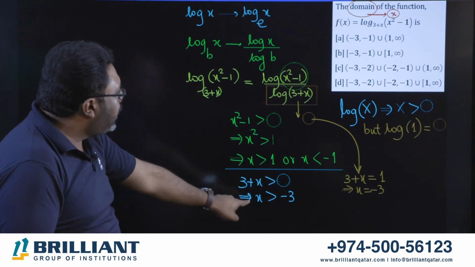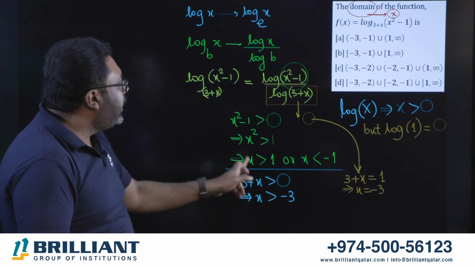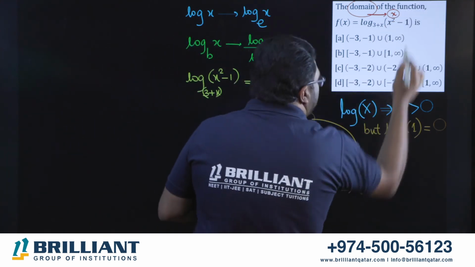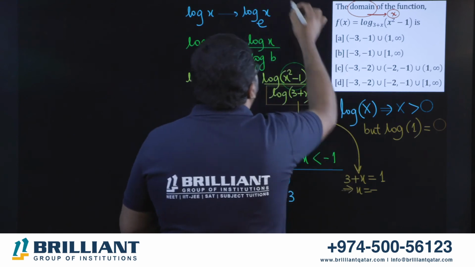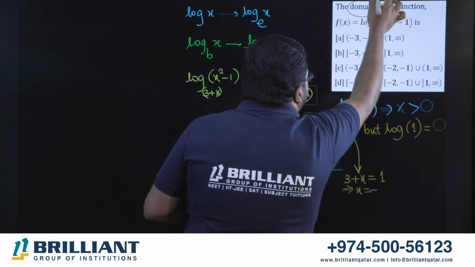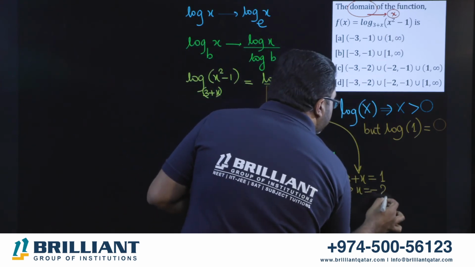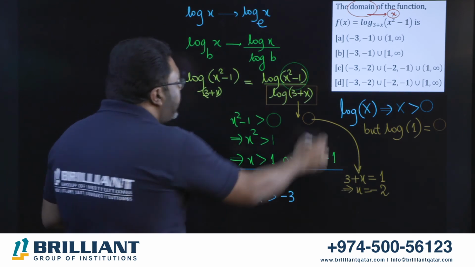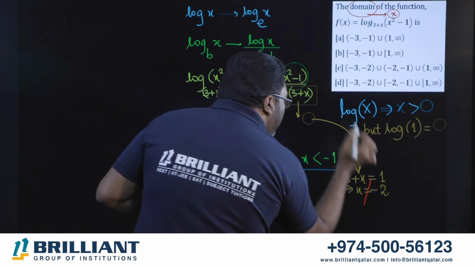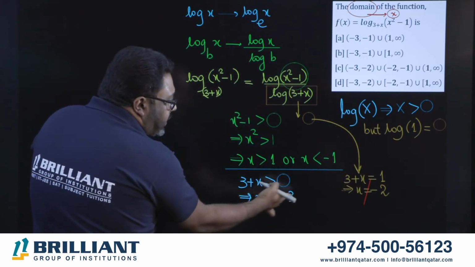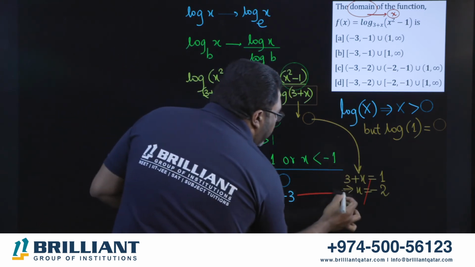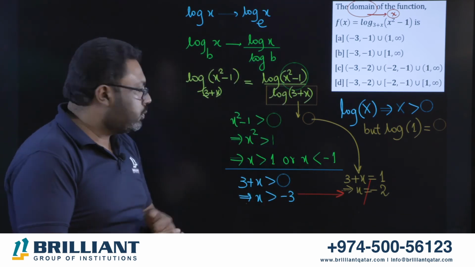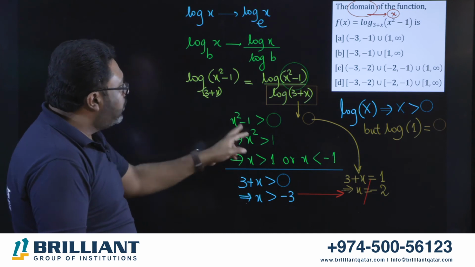But look at the condition here. 3 plus x should be greater than 0. No, sorry. X equal to minus 2, my mistake. 3 plus x equal to 1 means x equal to minus 2. So x cannot become minus 2. When you say x greater than minus 3, you have to link it with this and say that x cannot become minus 2. Look at the option.